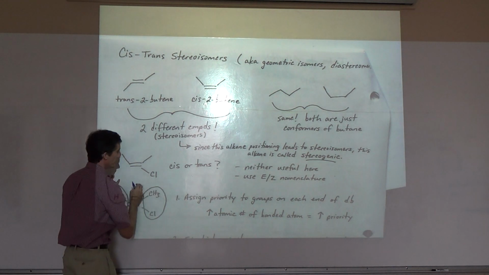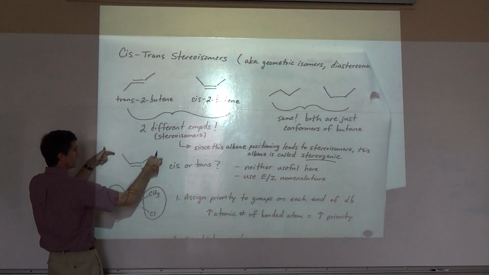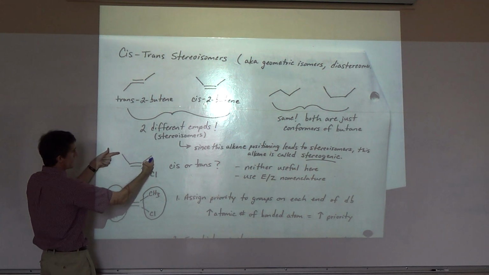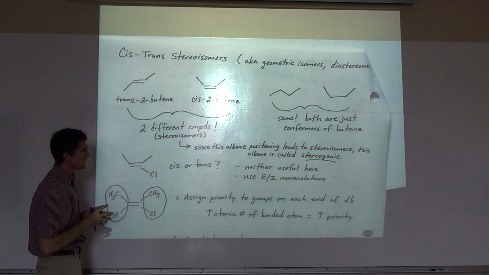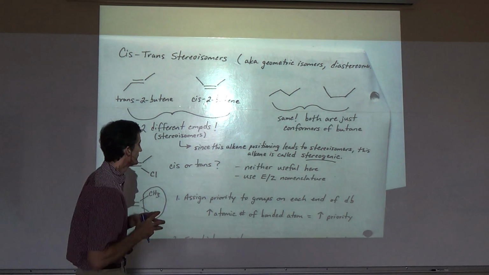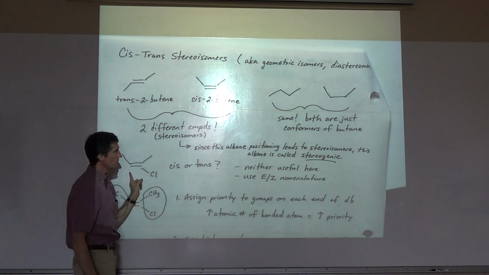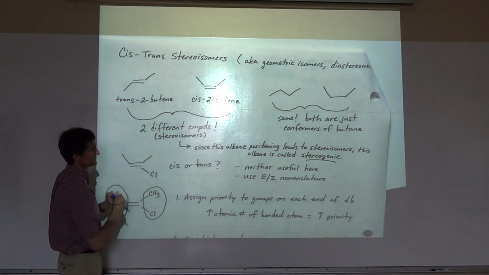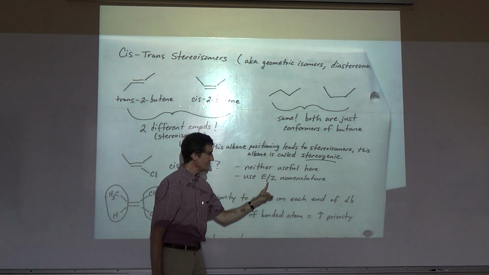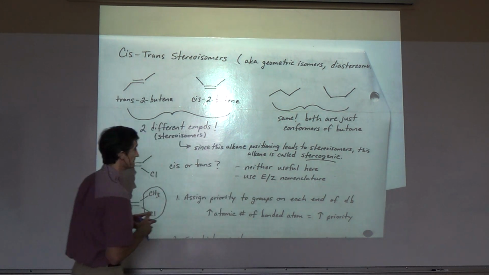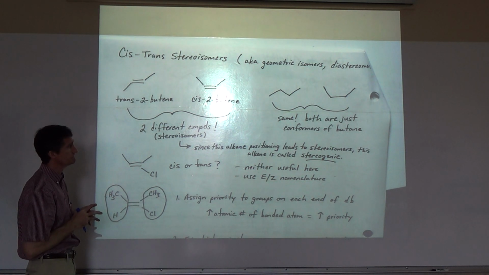Cis or trans doesn't work here, because if I call this cis, well, the methyls are cis, but the methyl and chlorine are trans. So what do you call it? Do you call it a cis compound or a trans compound? Well, actually neither. Cis and trans is only useful when you only have two groups. If you have more than two groups, we're going to use the EZ nomenclature. Let's look at how to do the EZ.